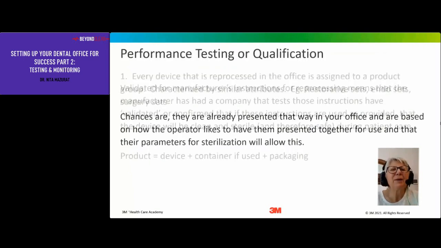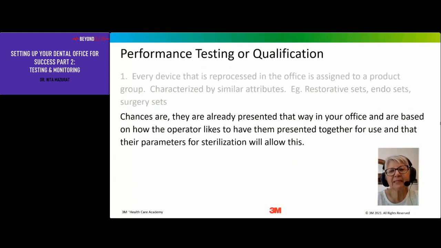Performance testing or qualification. So every device that is reprocessed in the office is assigned to a product group characterized by similar attributes. So your restorative sets, your endo sets, surgical sets. But the other similar attribute is that they are processed at the same parameters. Chances are you're already using them that way in your office. They're based on how the operator likes to have them presented together for use, but you need to make sure that their parameters for sterilization will include that.